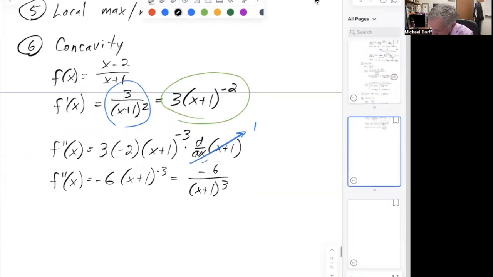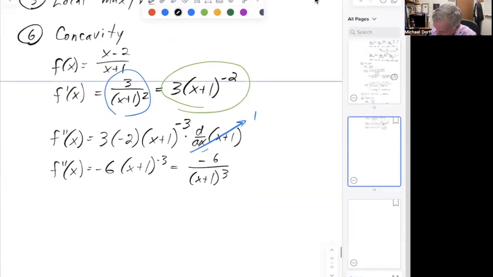Okay, so now I'm going to make my table, and I'm going to have my intervals from -infinity to -1 again, and -1 to infinity. The second derivative never equals 0 because I have a -6 in the numerator, so I don't have any critical points for the second derivative there, but at -1, the denominator is not defined, so I'll use that to make my intervals.